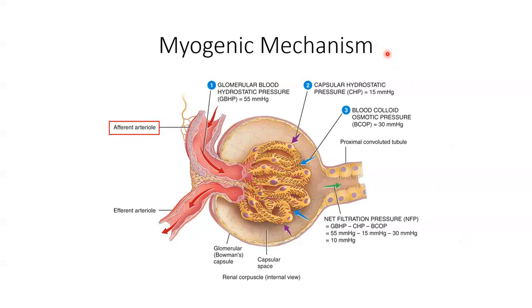So the myogenic mechanism regulates our glomerular filtration rate by adjusting the blood flow into the glomerulus. This mechanism can work quite quickly, and it can adjust our glomerular filtration rate within seconds after a change in blood pressure.